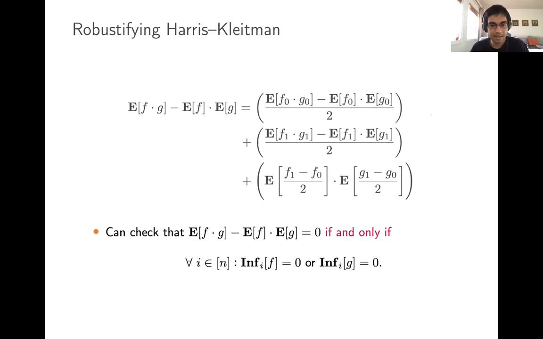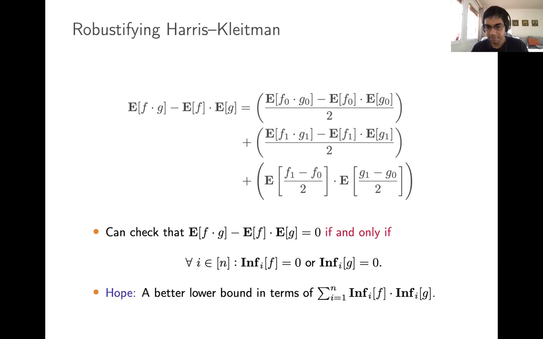Returning to Harris-Kleitman, it's easy to see that the Harris-Kleitman inequality is tight, or in other words, this correlation between two monotone Boolean functions is zero if and only if for each coordinate, the influence of that coordinate on either f or on g is zero. Or in other words, at least one of f or g is independent of that coordinate.